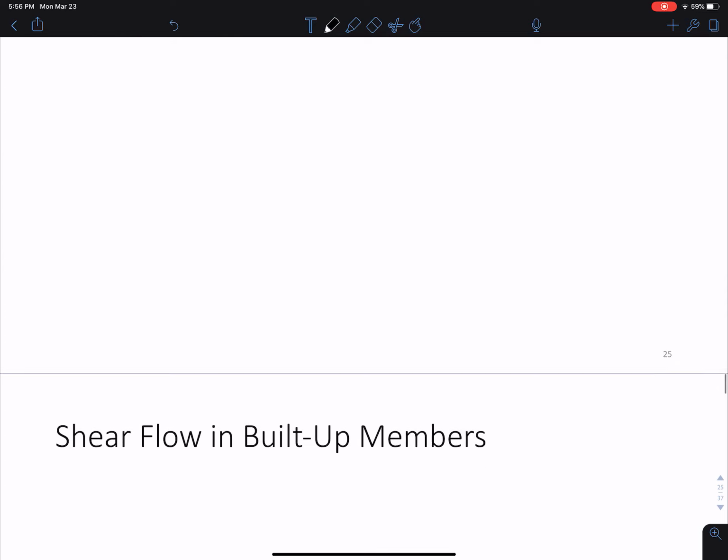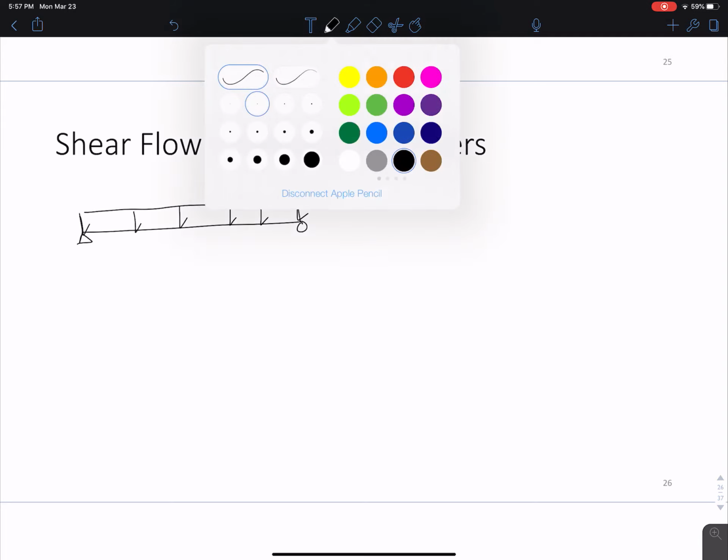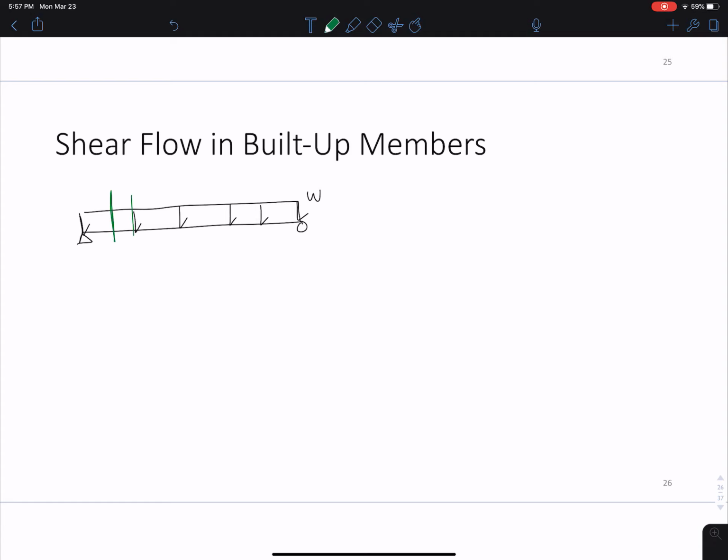Okay, so let's talk about shear flow in built-up members now. Actually, let's talk about shear flow before we talk about built-up members, and then we'll move on to that discussion. Let's consider a simply supported beam, and let's say that we have some distributed load W that acts along that beam. And let's take a little differential cut here, dx.